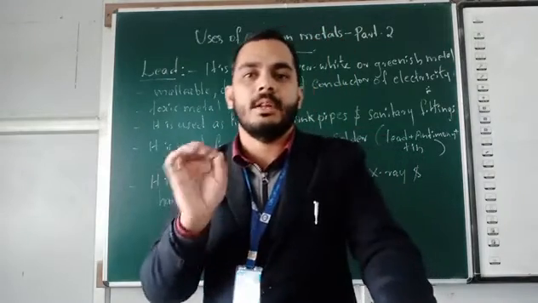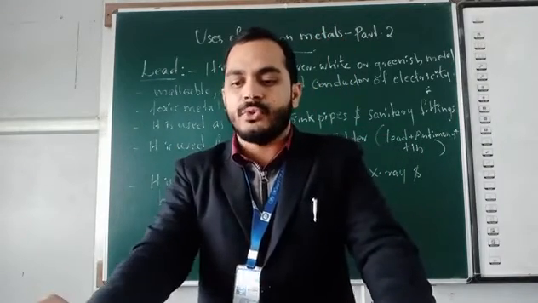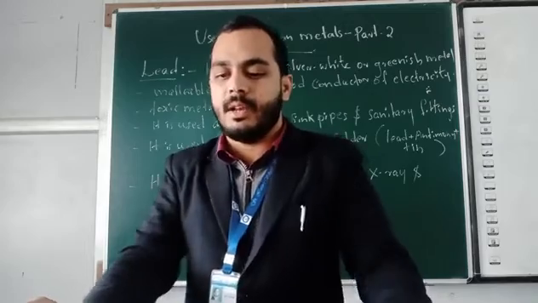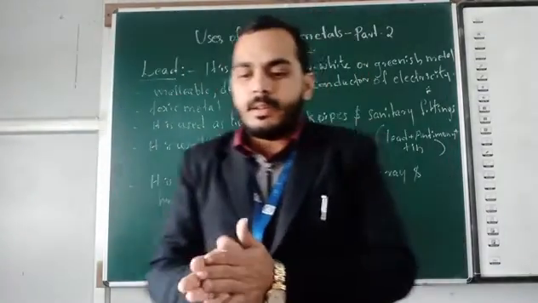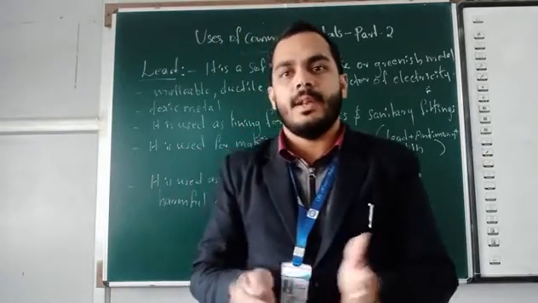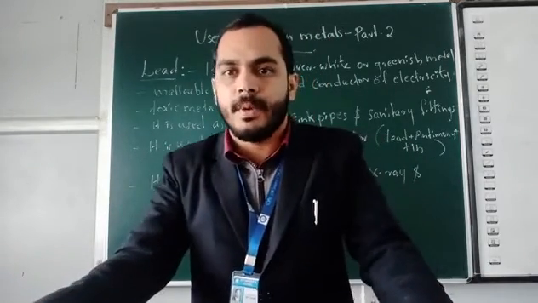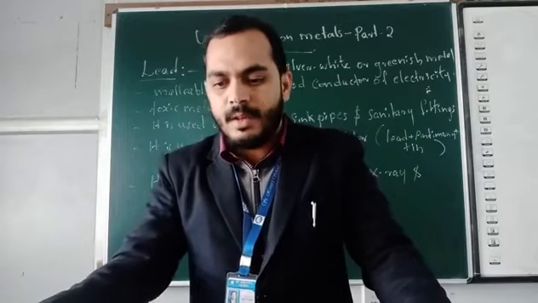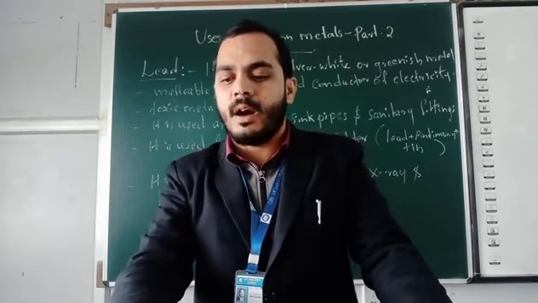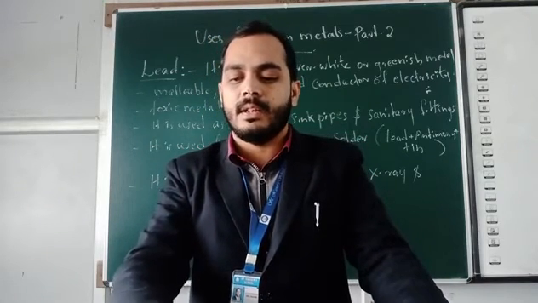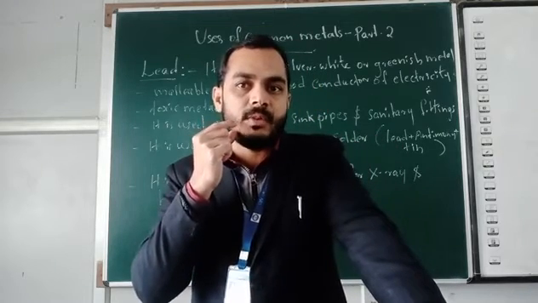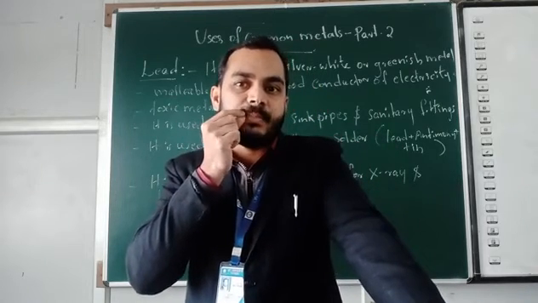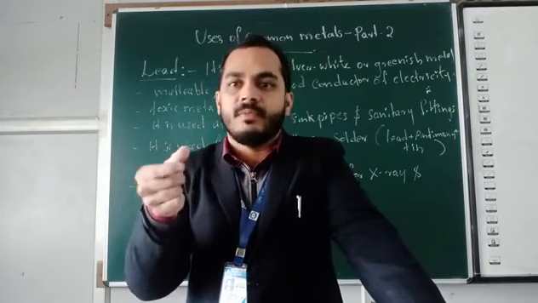Okay. They are used for making artificial teeth and filling teeth cavities. So gold and silver are useful and precious metals, and they are also used for making jewelry and coins. And next one, they are used for making artificial teeth and filling teeth cavities. In case of a teeth cavity, in that place we use gold or silver.